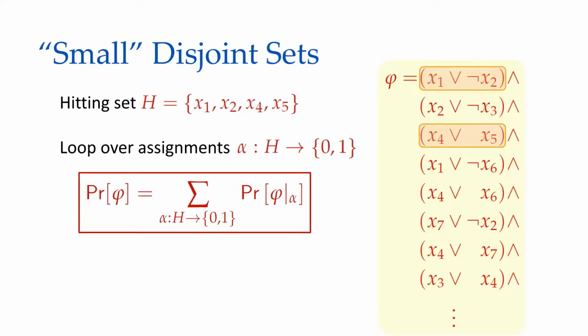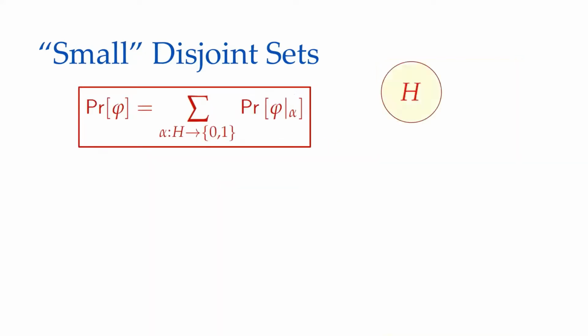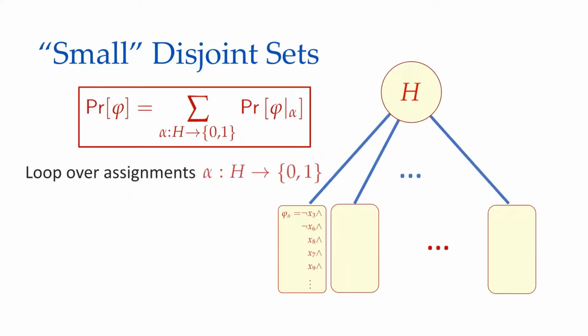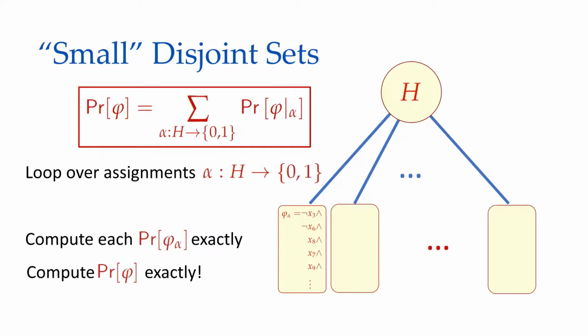So overall, we take the hitting set H, we try out all assignments alpha to the variables in the hitting set. Each assignment induces some formula phi sub alpha, and each phi sub alpha is a 1CNF, so we can compute its count of satisfying assignments. So by our equation, we can count satisfying assignments for the original 2CNF as well. And if this true fraction of satisfying assignments is at least 1/2, we return yes, and if it's instead less than 1/2, we return no.